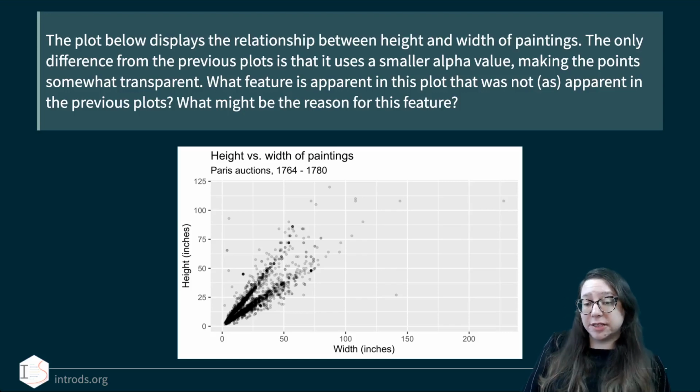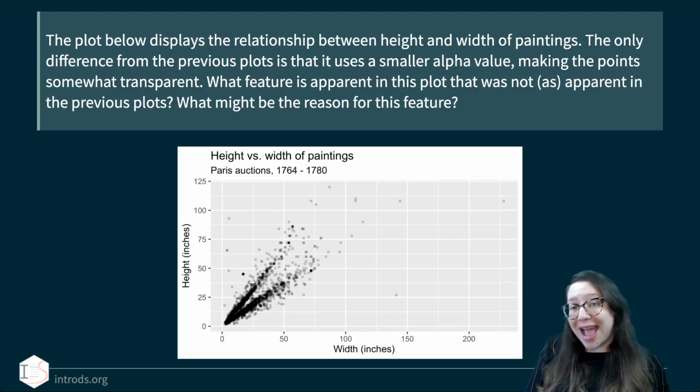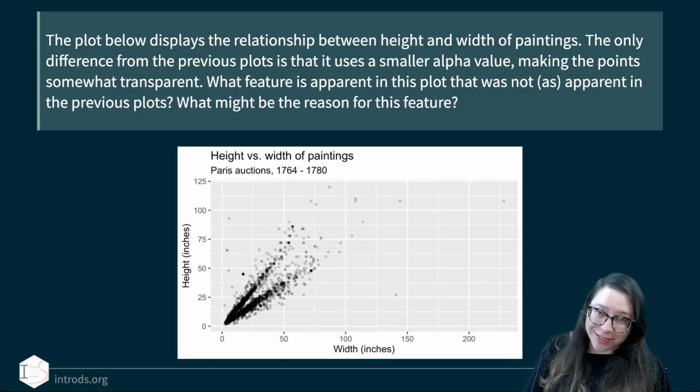So let's take a look at this plot. The plot below displays the relationship between height and width of paintings. The only difference from the previous plots that we've seen is that it uses a smaller alpha value. So the geom_point uses a smaller alpha value than 1, making the points somewhat transparent. What feature is apparent in this plot that was not as apparent in the previous plots? And what might be the reason for this feature? I'm going to give you a second to think about that.